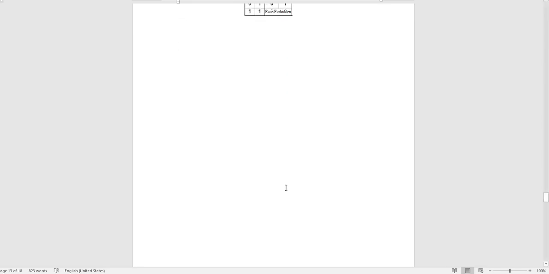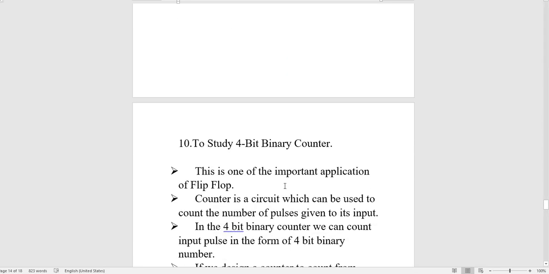Now the last practical, that is practical number 10 of CS2, is to study the 4-bit binary counter. In this, you all will study the 4-bit binary counter operation. Okay, in practical we are not writing much theory, so I have just taken the important points. In the theory lecture we will cover the remaining points. Now in this we are going to study the 4-bit binary counter.